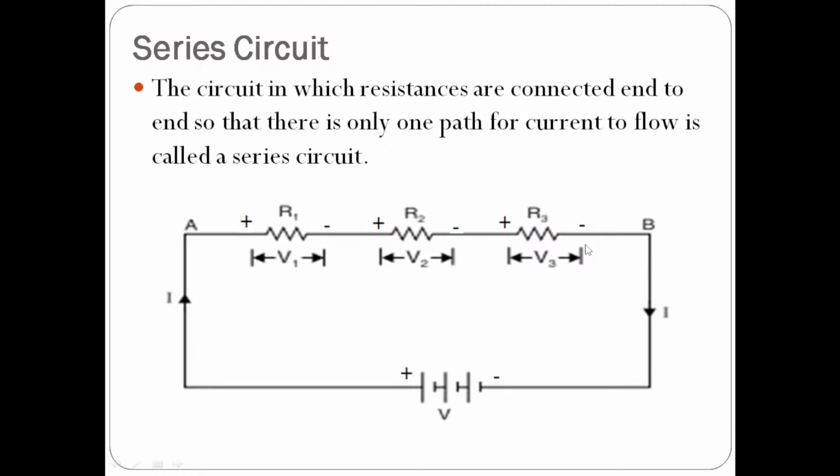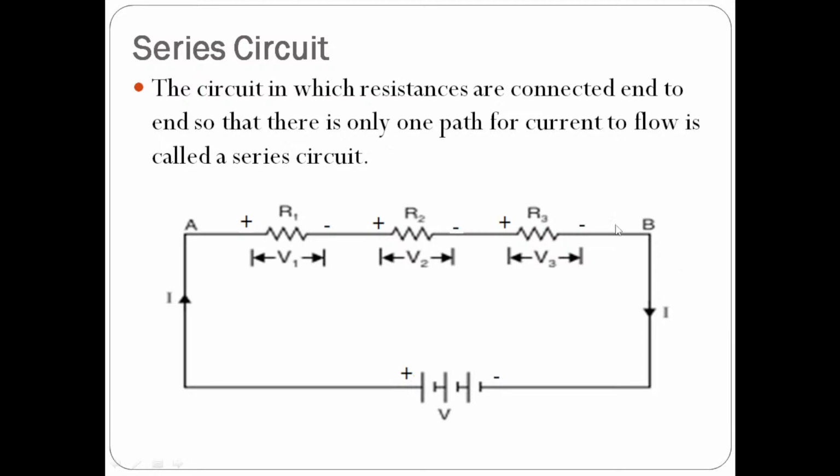There is no node here, isn't it? Is there any node to divide the current? There is no node here. Since there is no node here, current will not divide here. Same current will flow theoretically, not practically. Practically there should be some energy loss in the resistors. Theoretically we are discussing. We are neglecting the loss here, just simply.